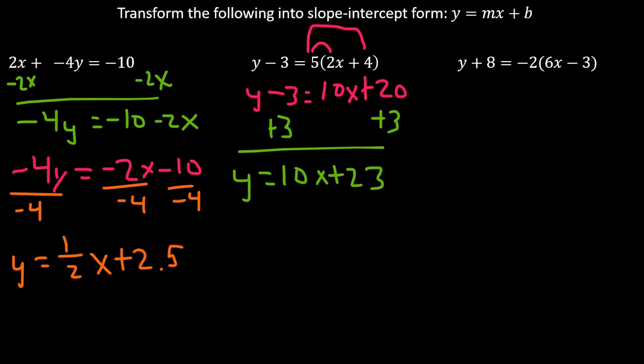And the last one, you may want to pause it and try it. It's very similar to the one we just did. So we're going to distribute the negative 2 first. So that gives us negative 12x, since negative 2 times 6 is negative 12. We have a negative 2 times a negative 3, which is a positive 6.